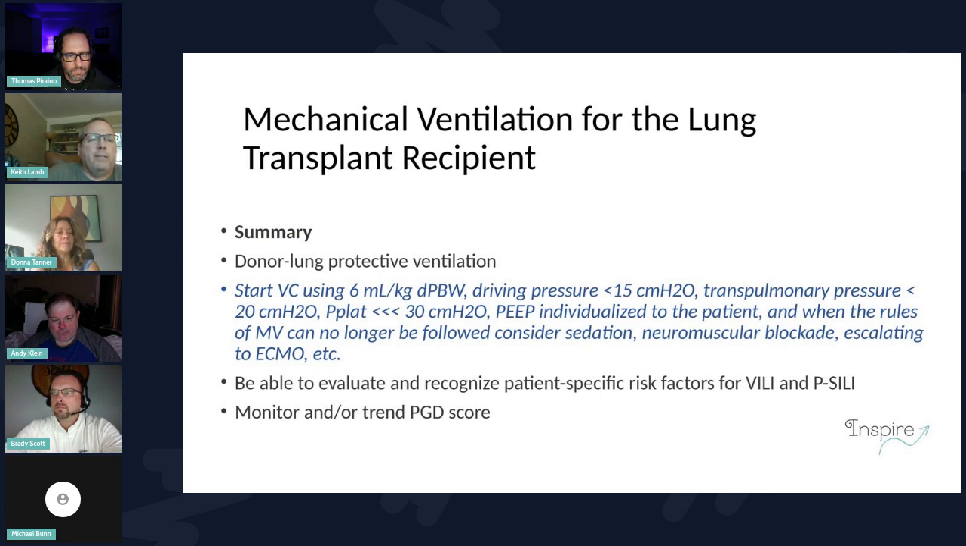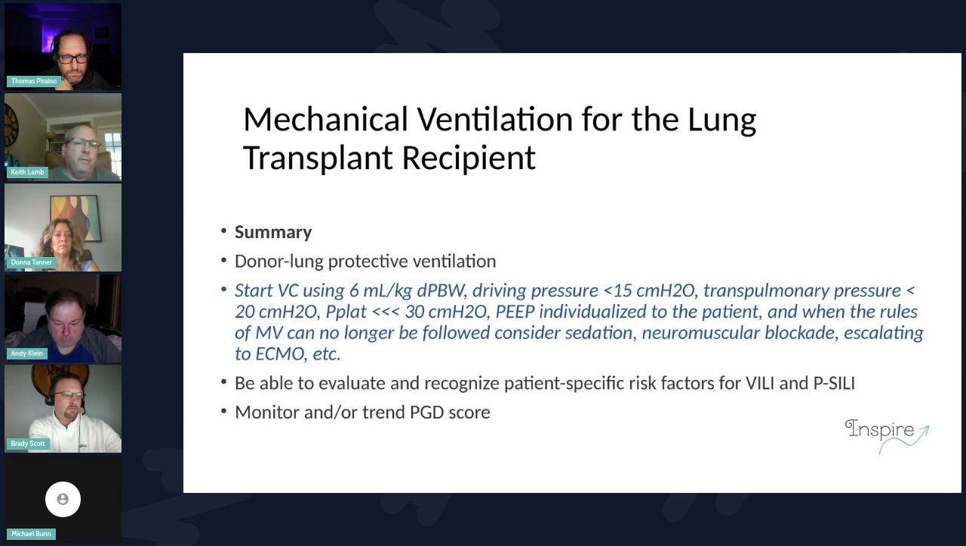Anyway, basically a summary of all the literature that she looked at and the data she looked at, in terms of how to take care of patients once they've been transplanted with the donor lungs, is fairly almost synonymous with all of the things that we talk about daily in terms of protective ventilation. So what she came up with here was the norm would be to start with volume control ventilation at 6 cc's per kilogram, like we all do.